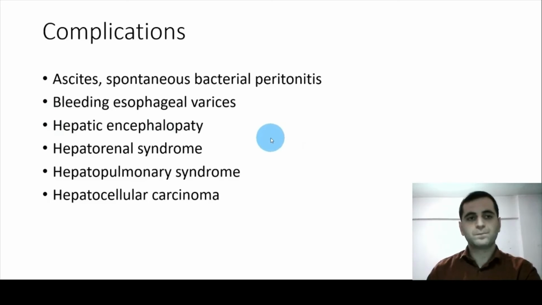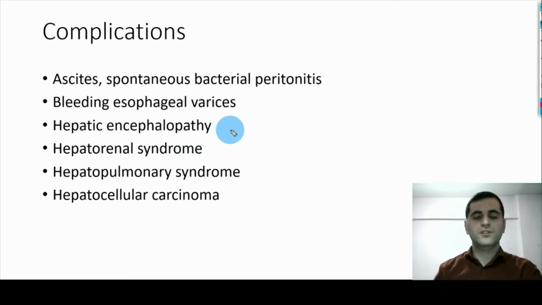The treatment, or let me say the prophylaxis, of esophageal variceal bleeding is generally beta blockers like propranolol. As for treatment for acute bleeding, it is generally drugs like somatostatin, and also endoscopic treatment like band ligation.